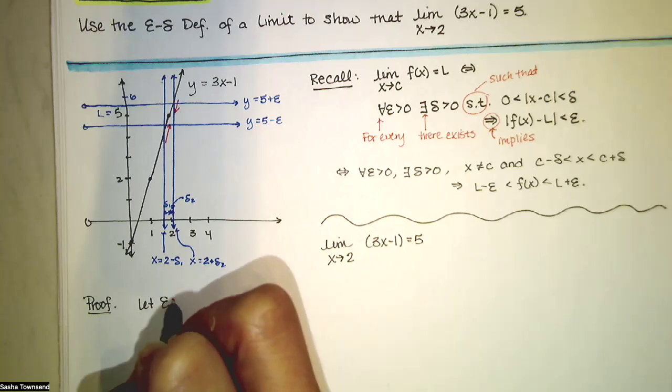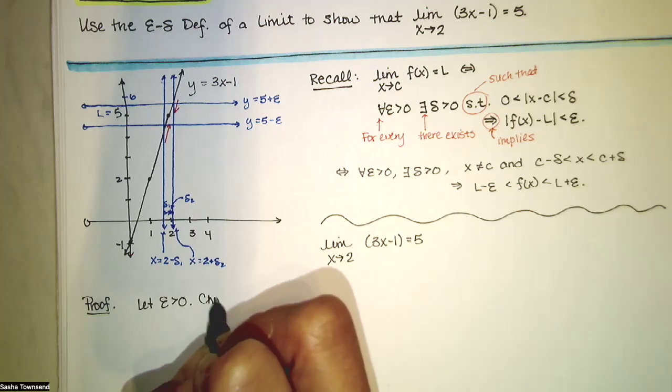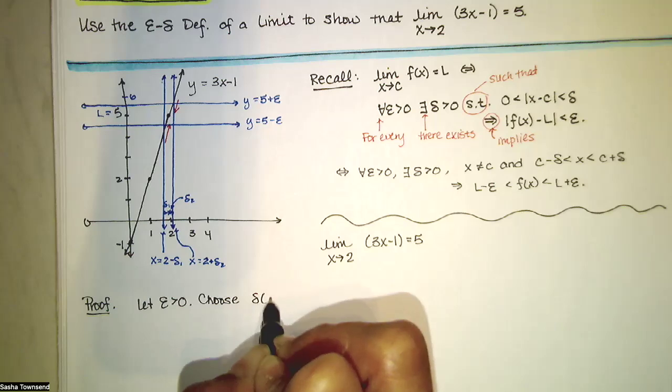Excuse me, I think I said choose. We're going to let epsilon be greater than 0. Any epsilon we want, it just has to be positive. And then we're going to choose delta to be a function of epsilon.